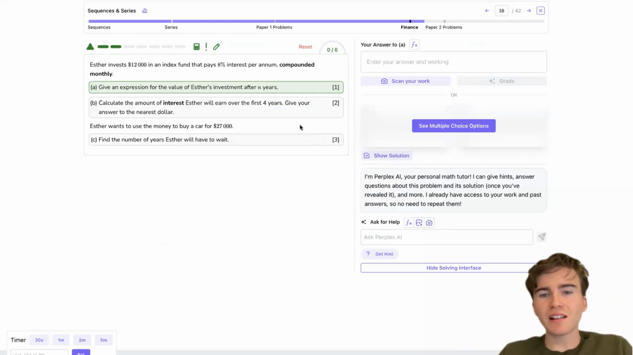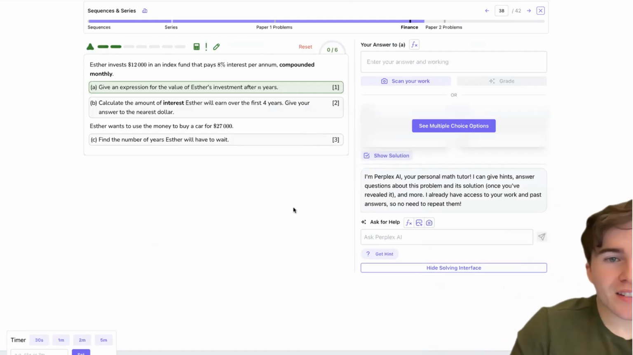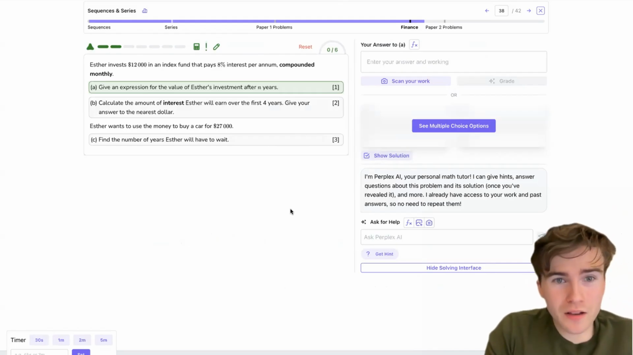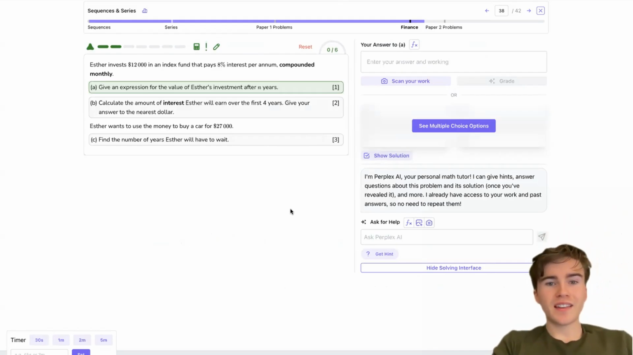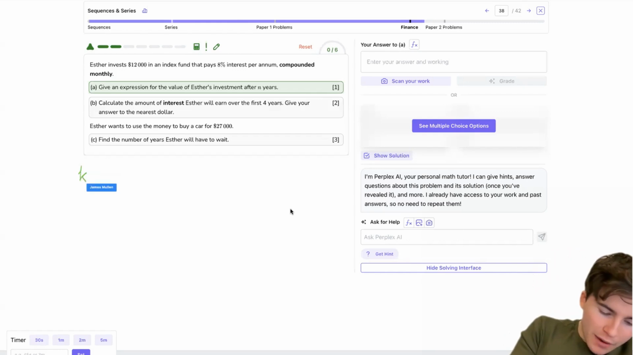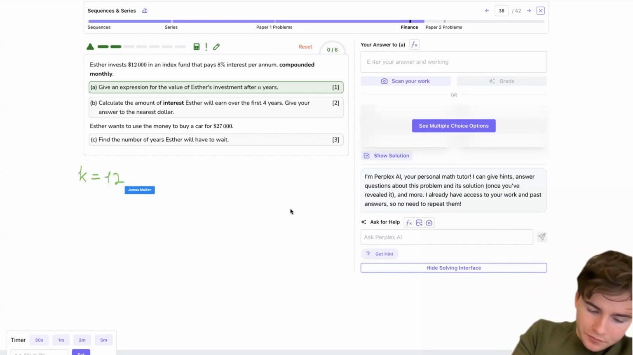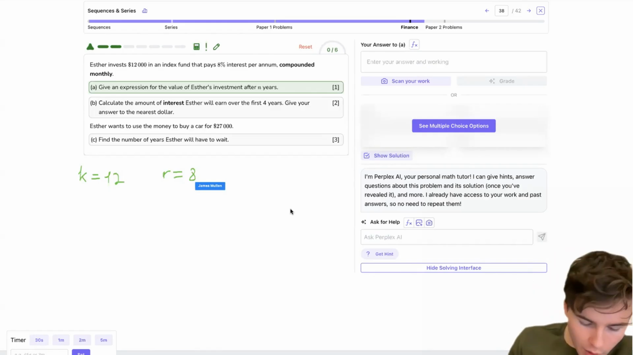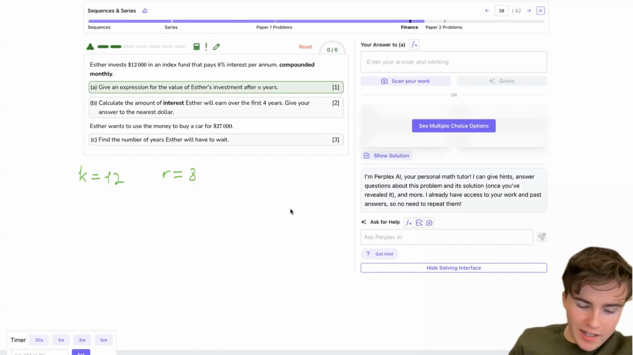All right, we're going to do one exam style problem on finance. This is a classic way that sequences and series might show up on a paper too, especially for standard level students. This one is super important, and it's such easy points to get, honestly, because you have the formula, right? Esther is going to invest $12,000 in an index fund that pays 8% interest per annum, and we're going to compound monthly. So if I'm compounding monthly, it means that I'm compounding 12 times per year. And I have R is equal to 8. Okay? So an expression for the value of Esther's investment after n years.